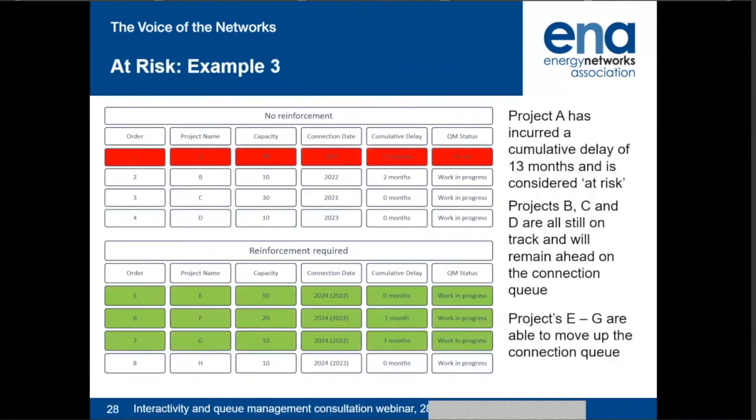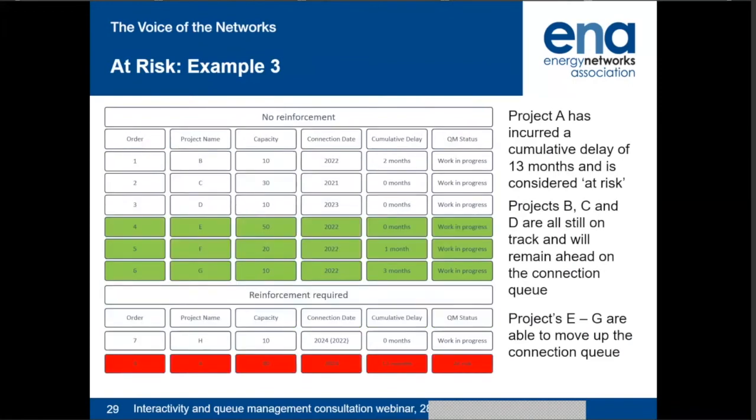So if more capacity frees up than is available by any single project below in the queue, then the capacity continues to be offered until it is fully utilised. So in this example 3, we're able to move 3 projects up to connect earlier with revised costs and securities, with 1 project moving down to the bottom of that reinforcement queue.